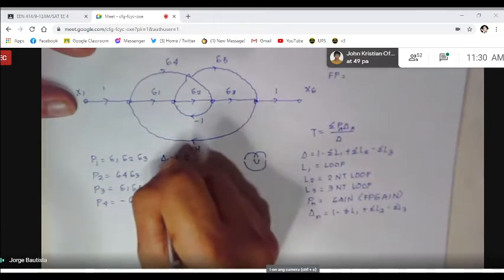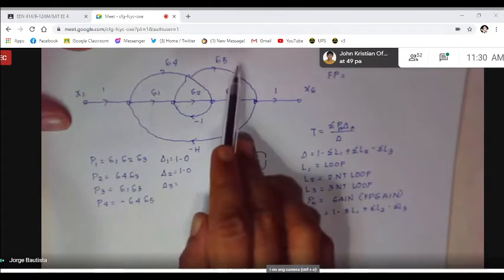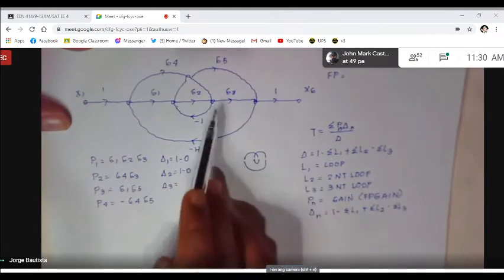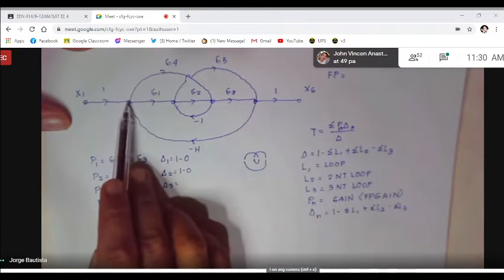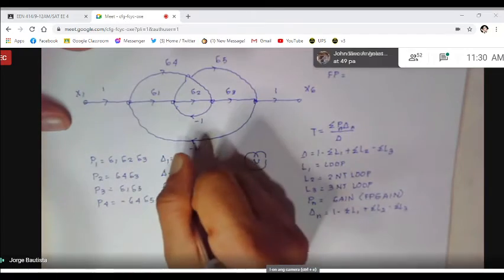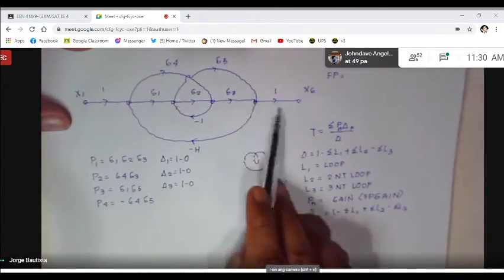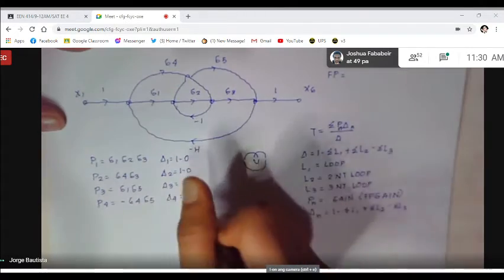Ito, delta 3. G1, G5. Pag tinanggal mo lahat ito, may iwan pero hindi makakabuo ng loop kasi natanggal na ito. So, 1 minus 0. Ganun din dito. So, delta 4, 1 minus 0. Next.